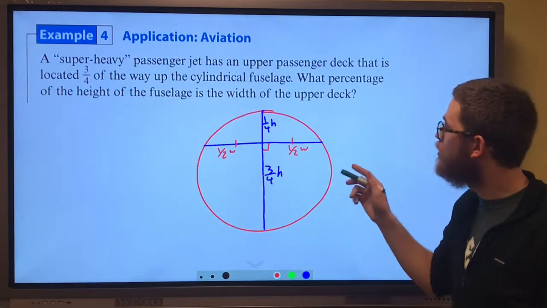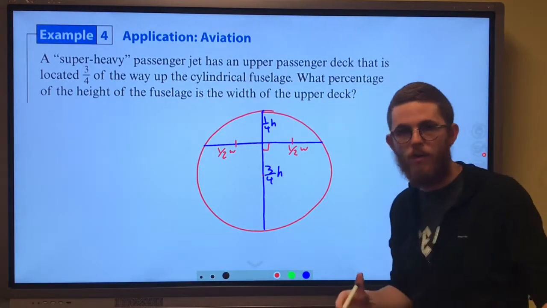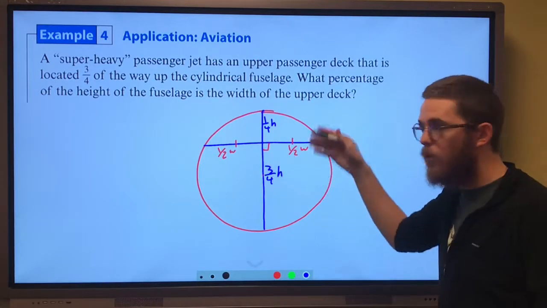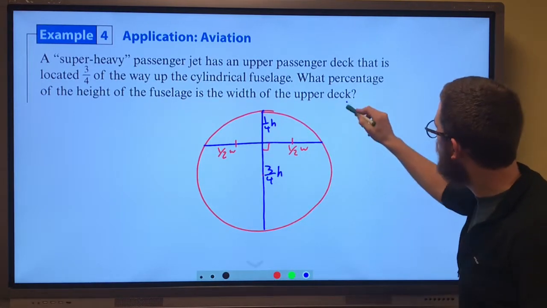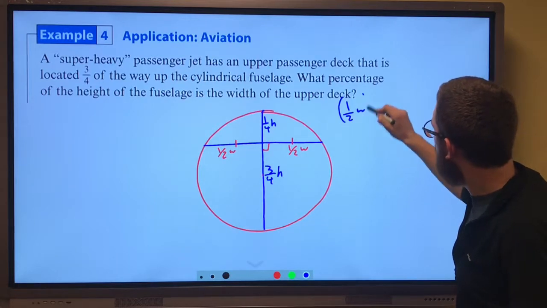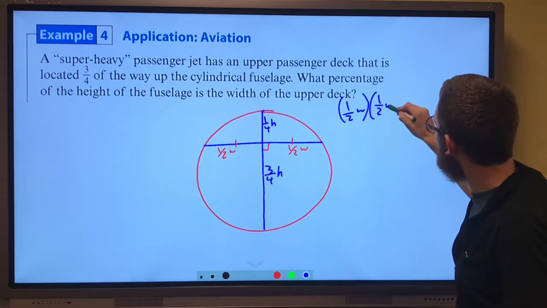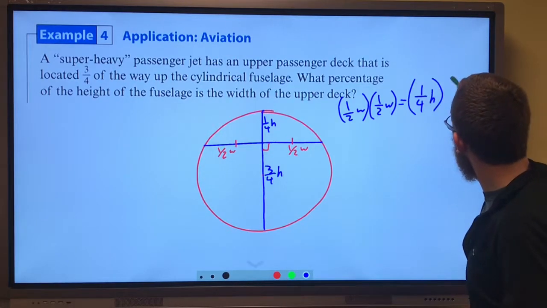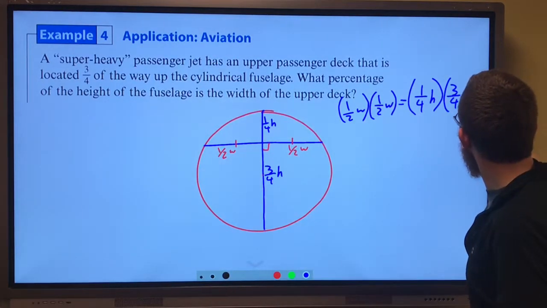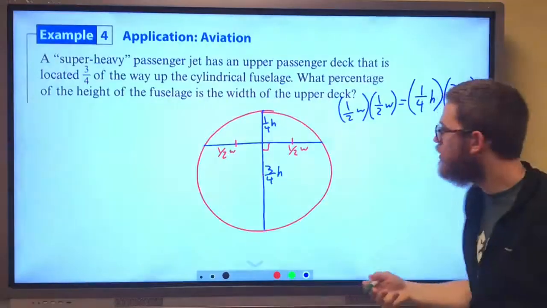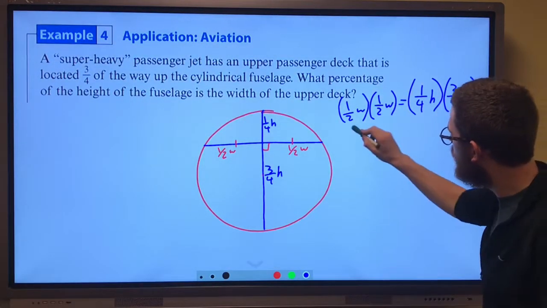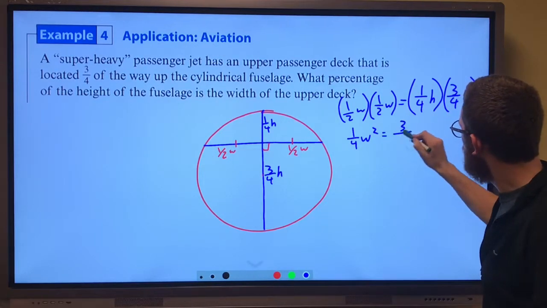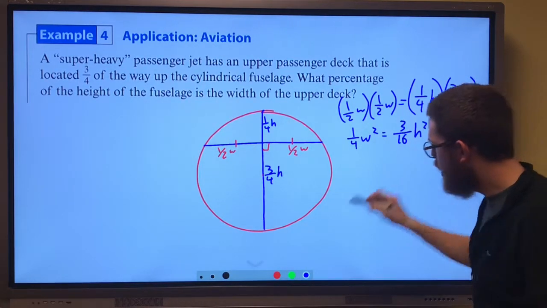So we need to try to find how we can represent the width. Well, I know that because I have these chords intersecting in my circle, half W times half W must equal 1/4 my height times 3/4 my height. Right? That's what we just learned today, and we should probably try to use that here. That's 1/4 W squared equals 3/16 H squared.